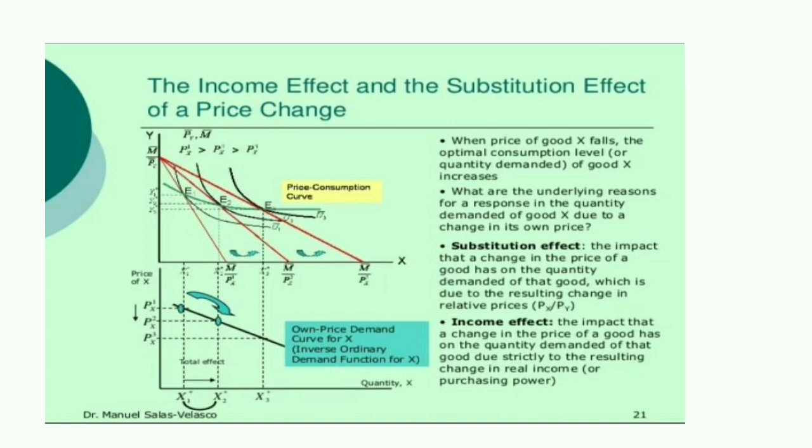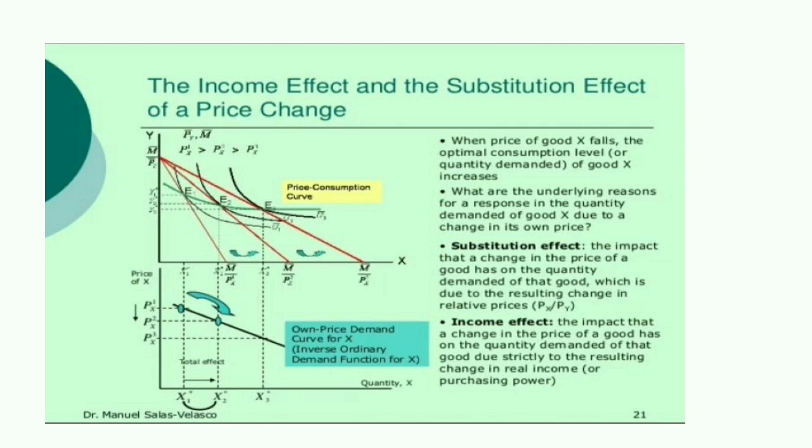The income effect and the substitution effect of a price change. When the price of good X falls, the optimal consumption level or quantity demanded of good X increases. What are the underlying reasons for a response in the quantity demanded of good X due to a change in its own price? Substitution effect.